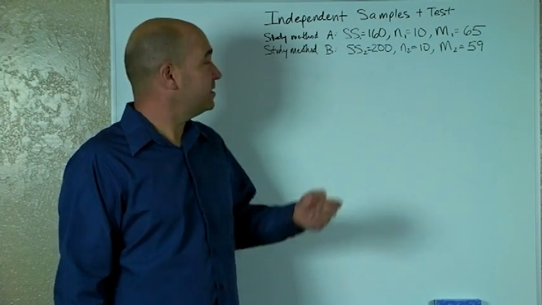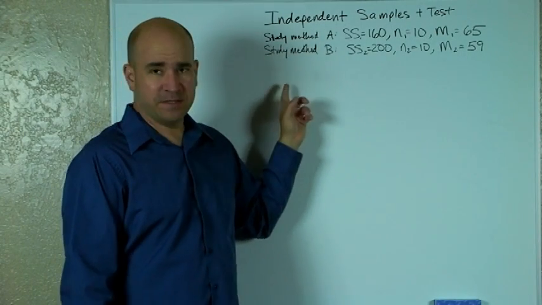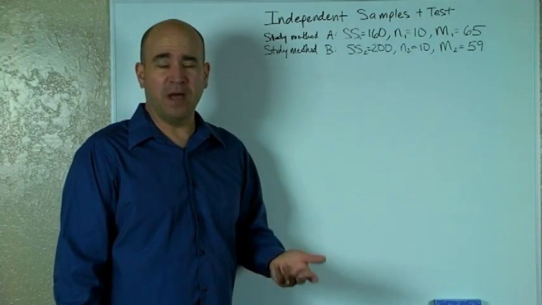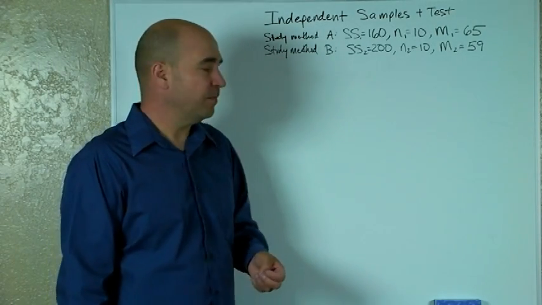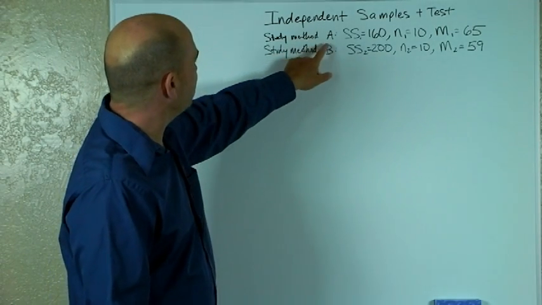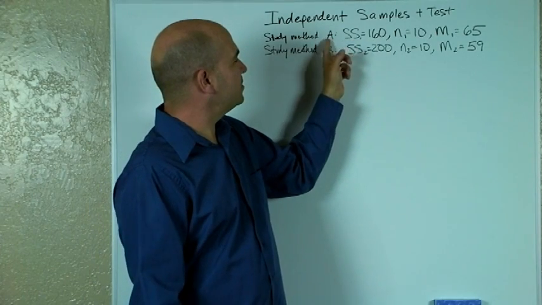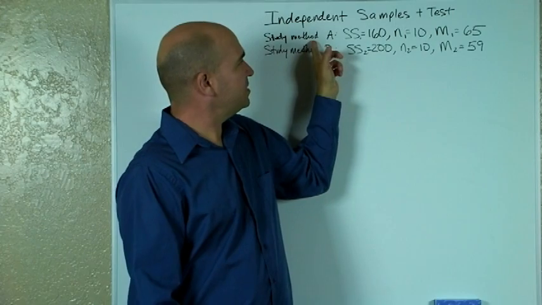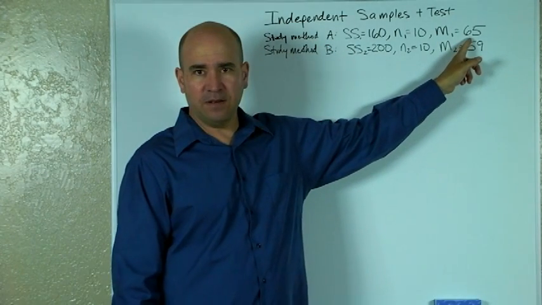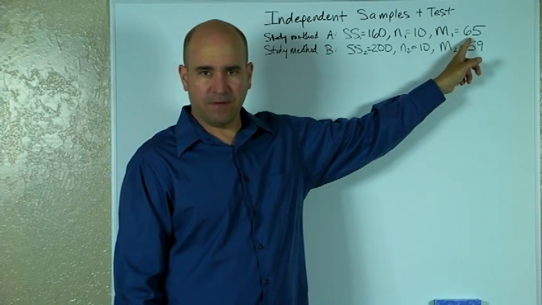So do people who take study method A or people who take study method B do better in terms of test performance? Or is there no difference between the two methods? For study method A, we have the sums of squares of 160. There are 10 people who received this method, and their mean after taking the test was 65.